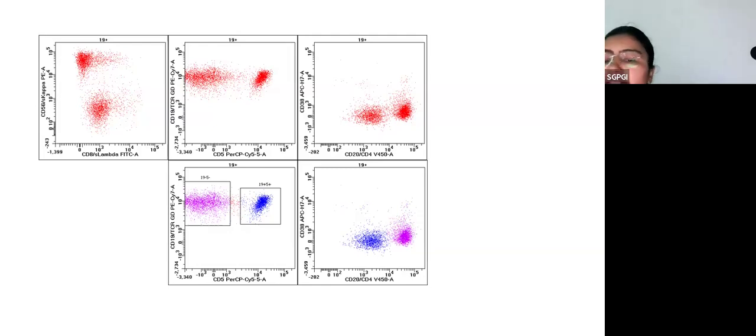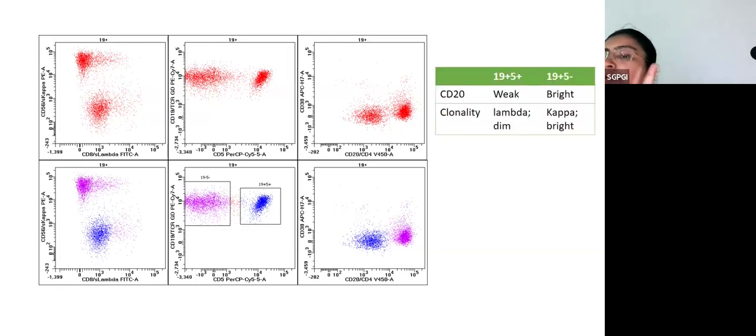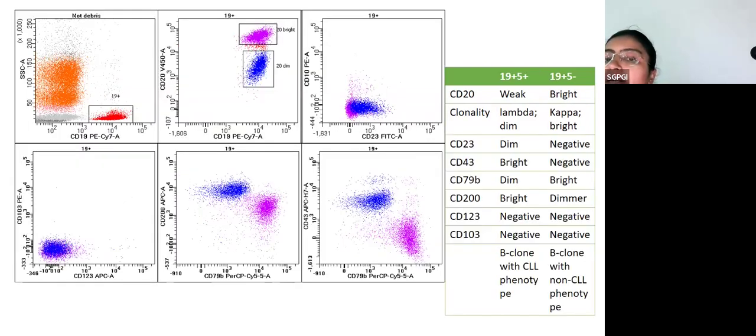Agreed? Yes. So now let us look at the kappa and lambda plot. What do you see? The CD5 positive B cells are showing a very dim lambda expression. And my cells which are CD20 bright, CD5 negative, they are showing, sorry, kappa expression at a bright intensity, right? So now what do you infer? You have two distinct clones here. You have CD19 positive, CD5 positive, and CD19 positive, CD5 negative. This is the pattern. Look at the further tubes.